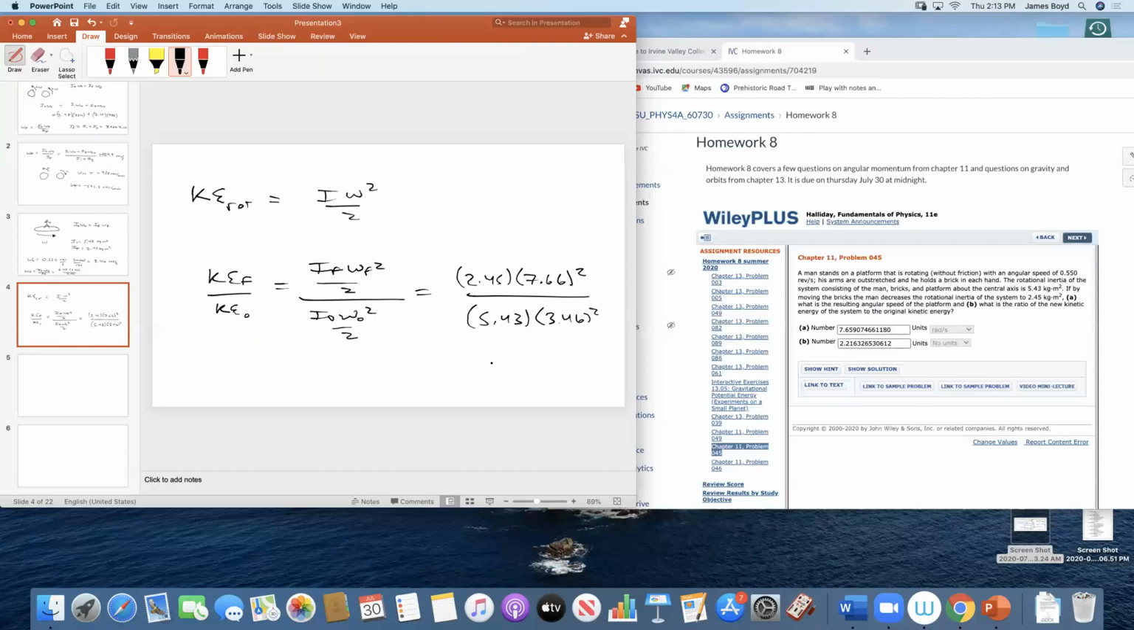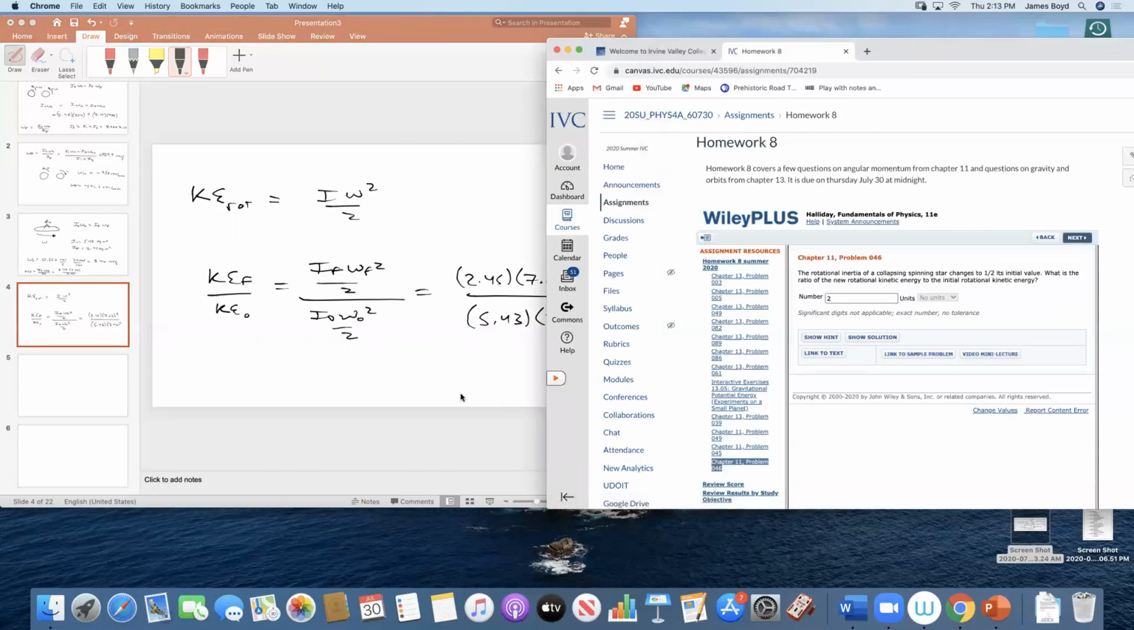I don't know why they're getting 2.216. I'm getting 2.214, rounding issues, but that's the ratio. It's a pure number, no units, and you should be all good. That's pretty easy to understand.